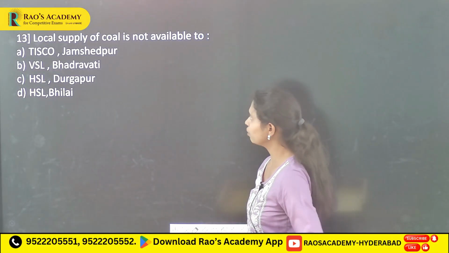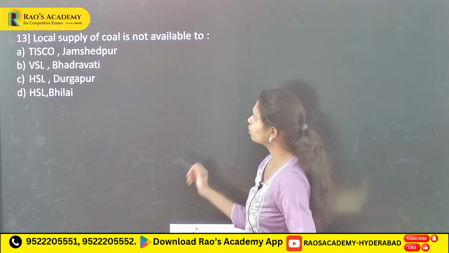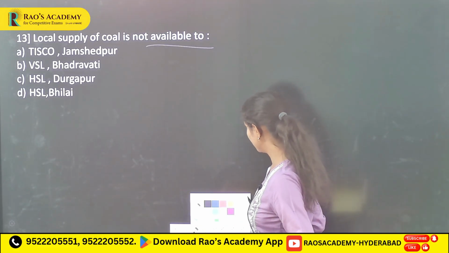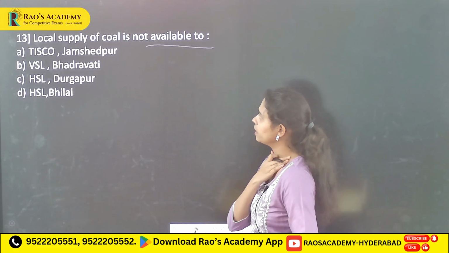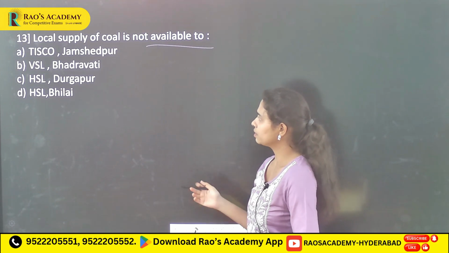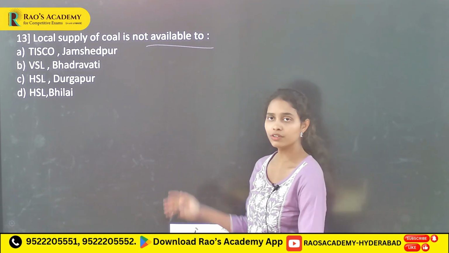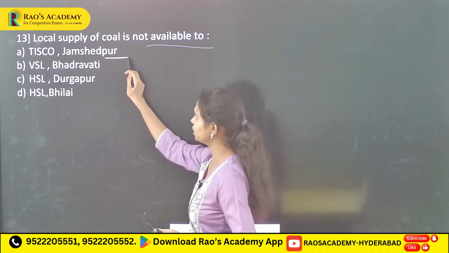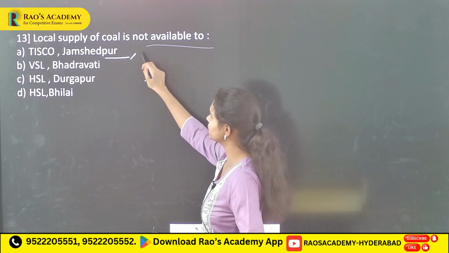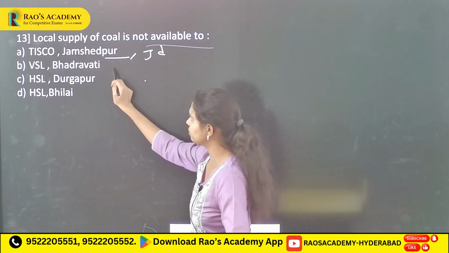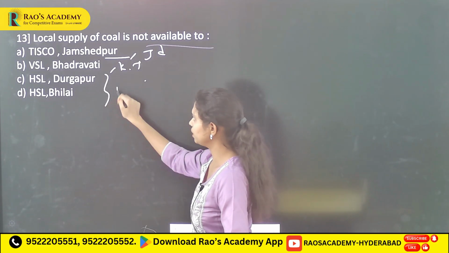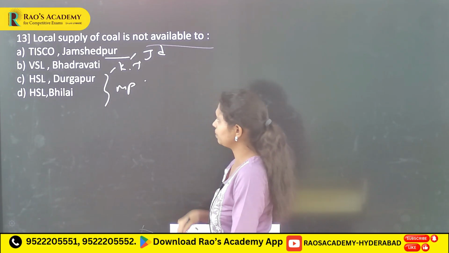Then followed by, here it has given that the local supply of coal is not available to which of the following. So if you closely observe, it has given the iron ore as well as steel industries. But if you closely observe, here the Jamshedpur, which is located in Jharkhand, Bhadravati which is located in Karnataka, Durgapur and again the Bhilai which is located in Madhya Pradesh.